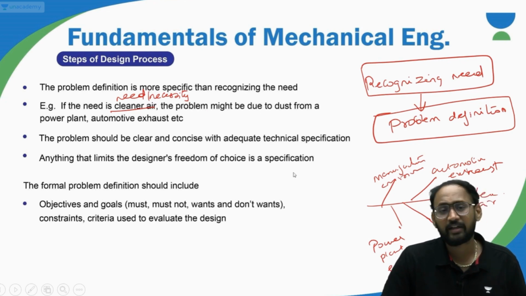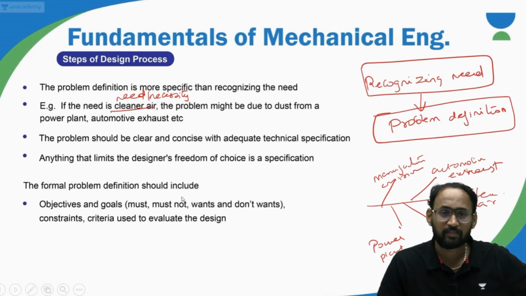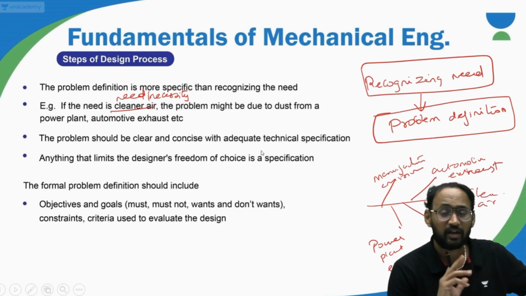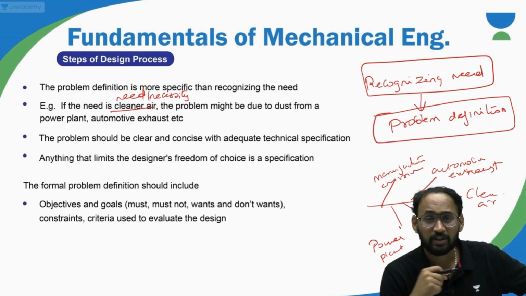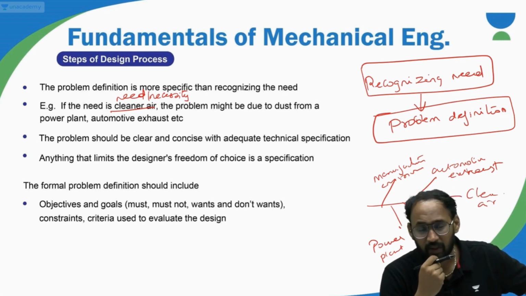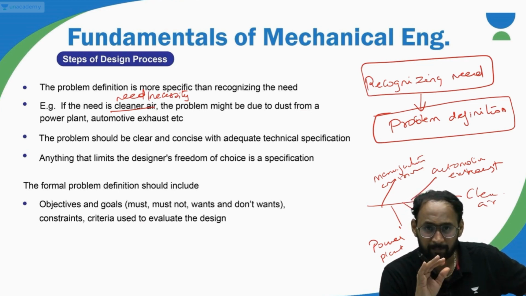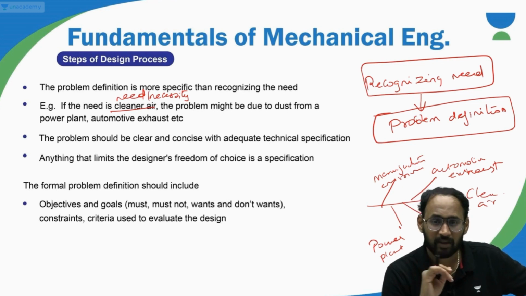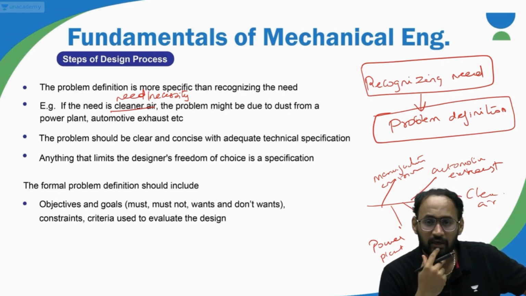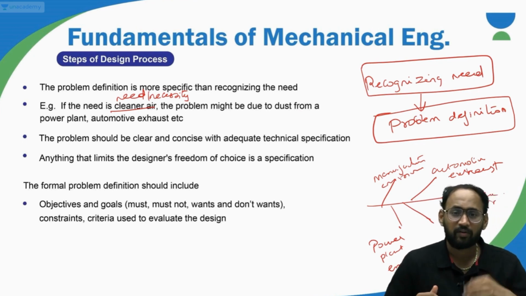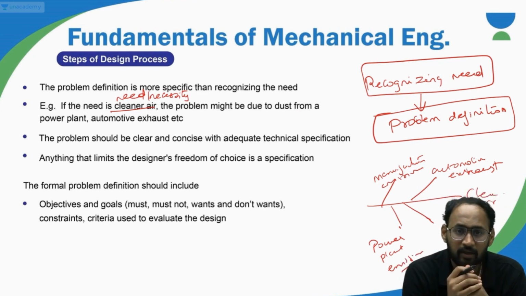Anything that limits the designer's freedom of choice is a specification. Say, for example, anything that limits the designer's thought process is a specification. For example, you are designing a table. Let's assume a simple example, or you are designing a cycle. Maybe the height of the cycle may be a specification.